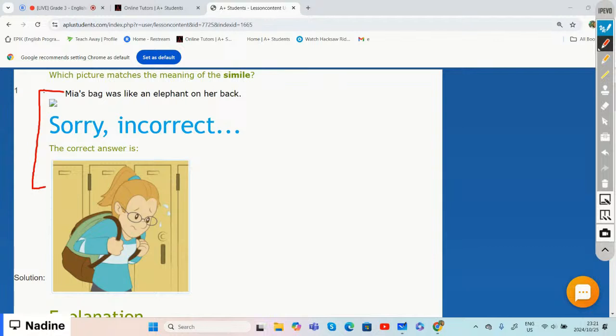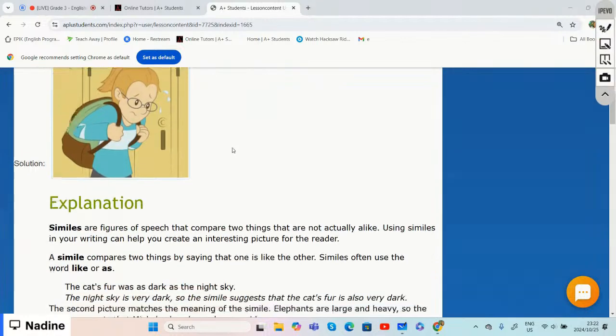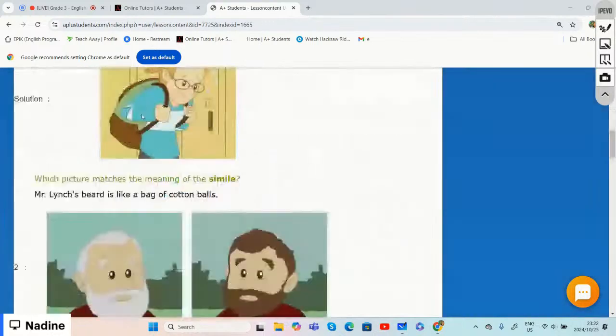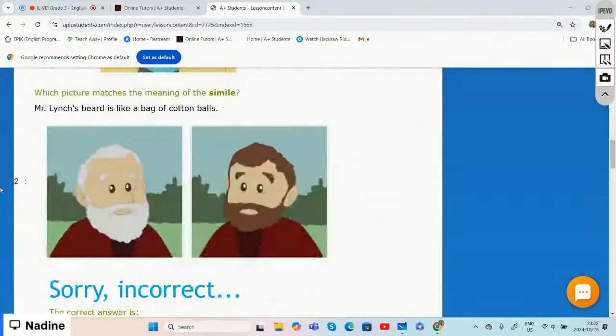And if we were to interpret what it means by saying Mia's bag was like an elephant on her back, remember an elephant is big, an elephant is heavy. So we are actually comparing a big elephant to how big and heavy Mia's bag is. So we're actually trying to say that Mia's bag is big and heavy.